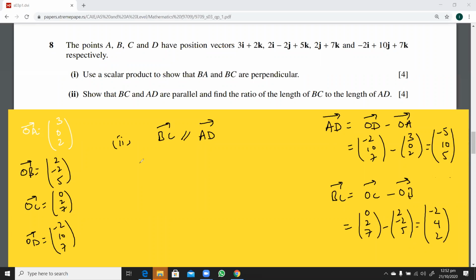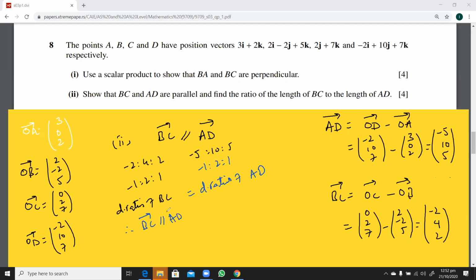There are two ways of proving this. You can show that this BC is minus 2 ratio 4 ratio 2, so it's minus 1 ratio 2 ratio 1. These are the direction ratios of BC. And then you have minus 5 ratio 10 ratio 5, so this is your minus 1 ratio 2 ratio 1. Now these are equal to the direction ratios of AD. Therefore, BC is parallel to AD.